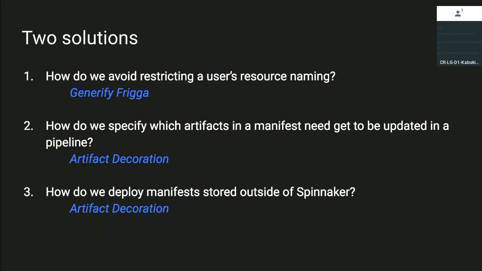And luckily, there's actually 2 ways we're going to solve this. So one, if you're familiar with Spinnaker, this is already going to sound painful, but we have to find some way to generify Frigga, which kind of pervades all of Spinnaker's code base. And then 2, and this is largely built on Guard's work from Shivstead, it's the artifact decoration, which promotes a more generic definition of what's an artifact inside of Spinnaker.